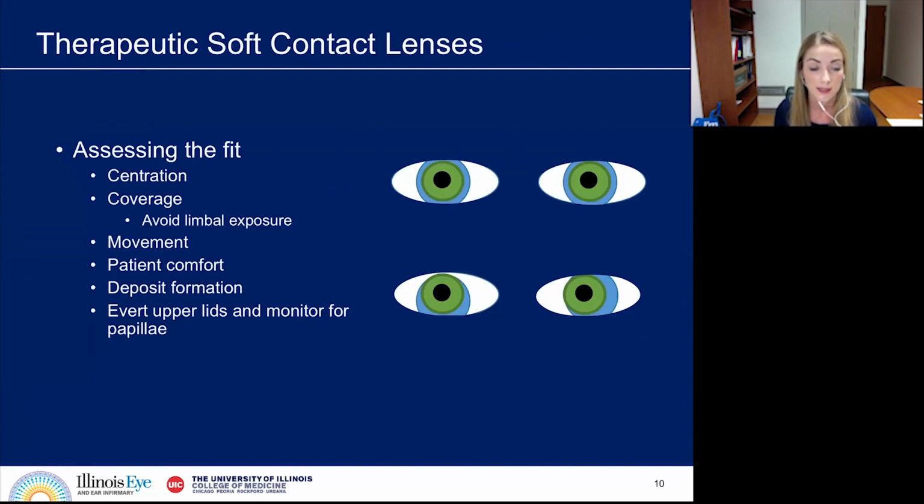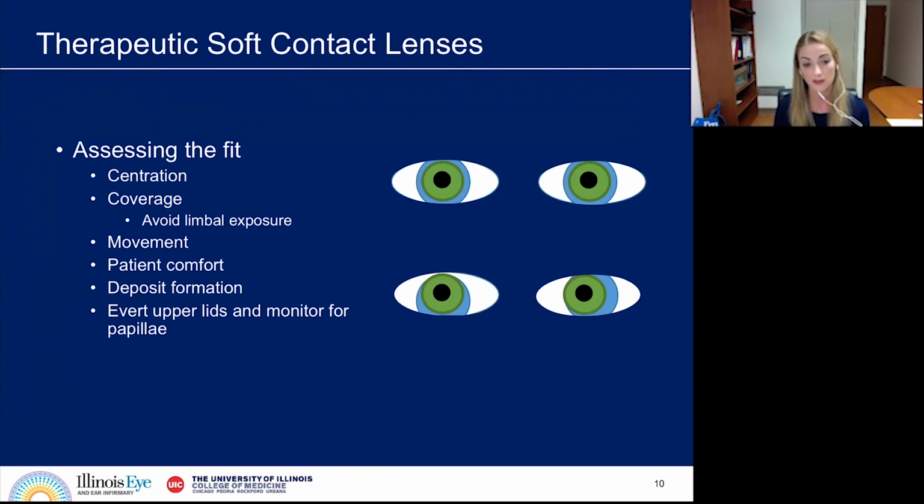So when we're assessing the contact lens, we're looking at the centration of the lens. We want to make sure that there's full limbal coverage. There's no exposure. We do want movement of the lens. However, we want to make sure that when there is movement, when the patient blinks, that there is no limbal exposure during that time as well. I think one of the most important factors is patient comfort. I will ask the patient if they notice dryness, and if they do, how long after they put in the lenses do they notice it? Does it get better when they remove the lenses?